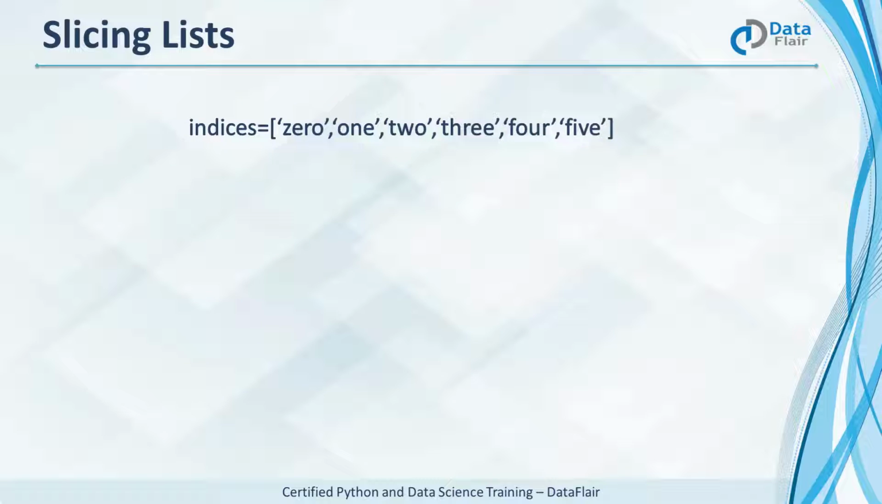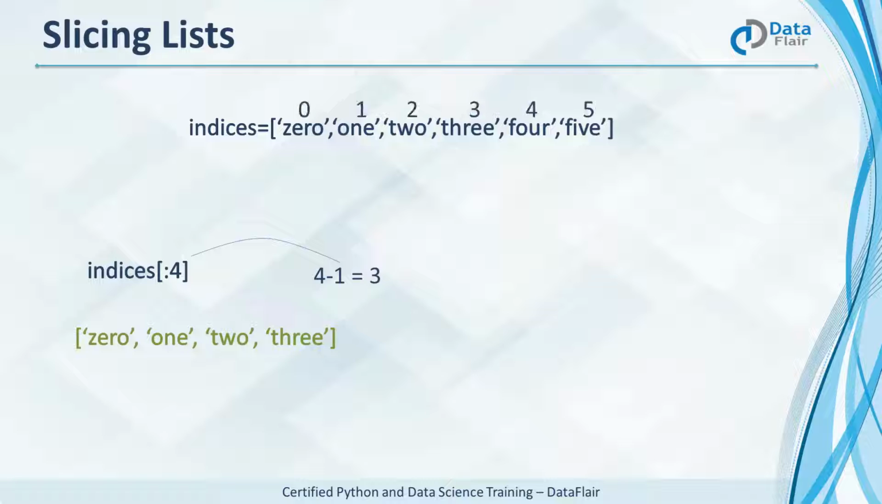Let's try some more slices. Up to index 3, which is 4 minus 1, we get this list. These are the indices of the list. This slice goes from index 0 to 3. A slice from index 4 and above gives us this list. This slice goes from index 4 to 5. Without any indices, it gives us the entire list.